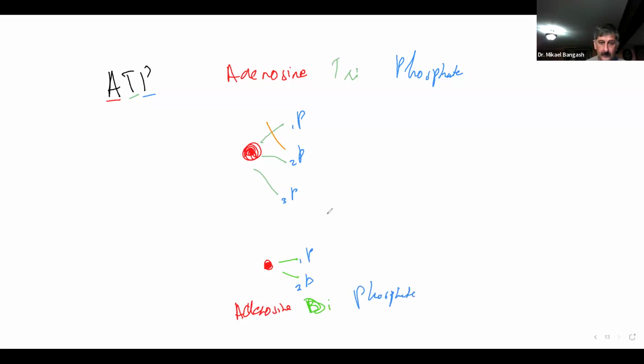What happened to the 3rd phosphate is that it just breaks loose. And by it breaking loose, there will be a release of energy. Because what actually holds the phosphate here and these two other ones to the adenosine is a bond, which holds energy. Did that make sense?